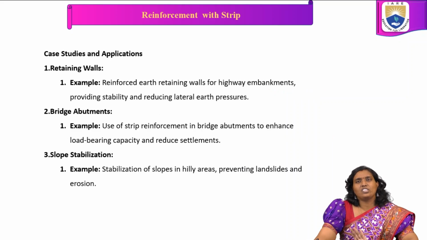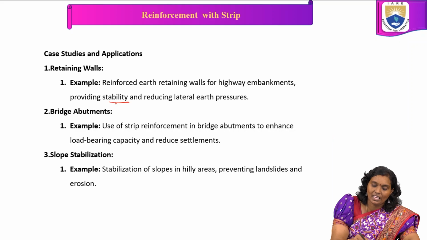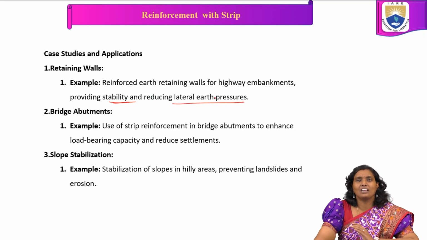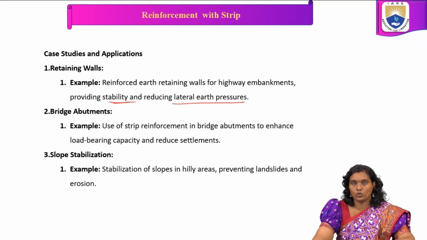Case studies and applications. Retaining walls: for example, reinforced earth retaining walls for highway abutments, providing stability and reducing lateral earth pressure. In bridge abutments, use strip reinforcement to enhance the load bearing capacity and reduce settlements. In slope stabilization, stabilization of slopes in hilly areas, preventing landslides and erosion.